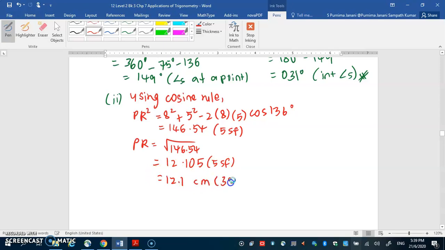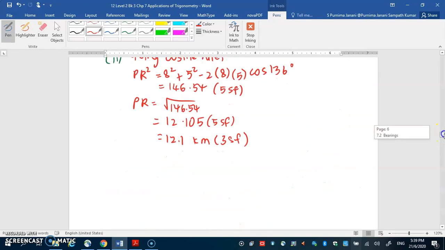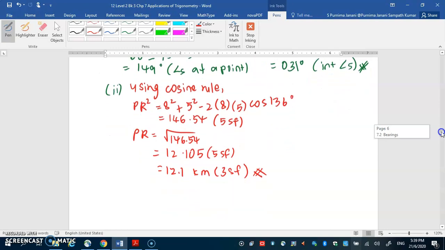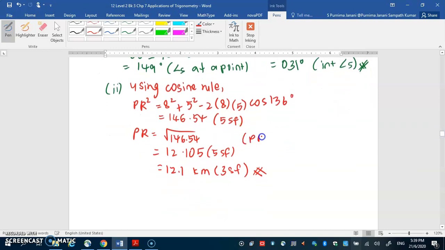with the units. Is it cm? Of course it's not cm, right? It's km. Yeah, it's km, 12.1 km to 3SF. Okay? Alright. Now next. Now you can add this also. Since PR more than 0, that's why you only take the positive square root.